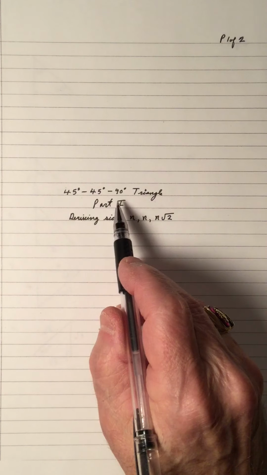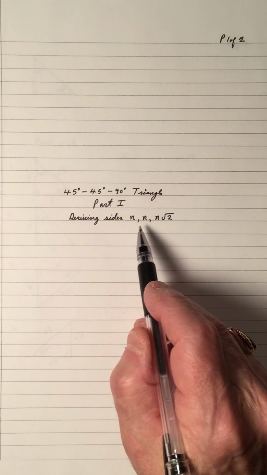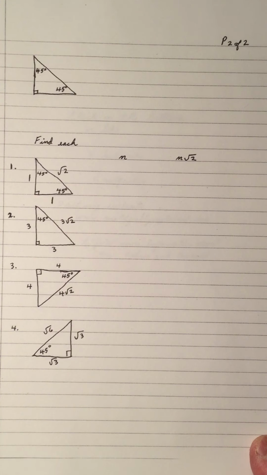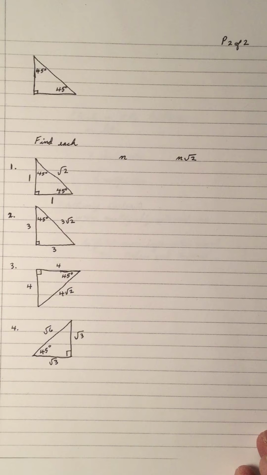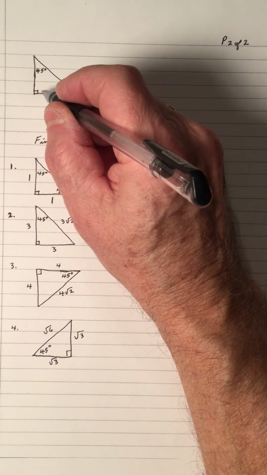Hi, welcome to my video on the 45, 45, 90 right triangle, part 1, deriving the sides and root 2. We derived the sides for 30, 60, 90, which was n, 2n, n root 3. Now we'll derive the sides for a 45, 45, 90 triangle.